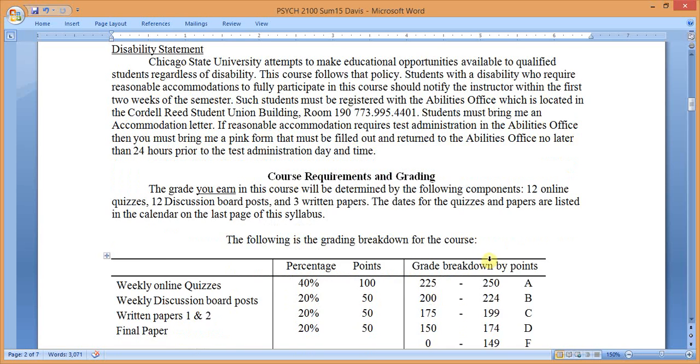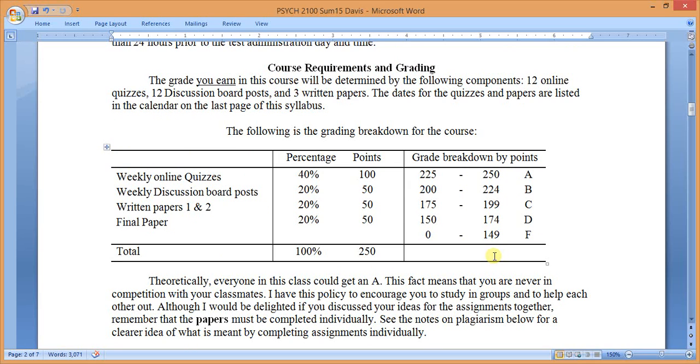The course requirements and grading. The grade that you earn in the course will be determined by the following components. I know it says 12 there. There will actually be 10 quizzes, 10 discussion board posts, and 3 written papers. And the due dates for all of these are listed on the course calendar.